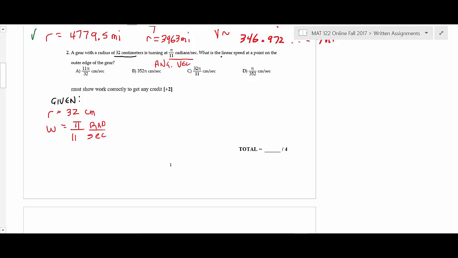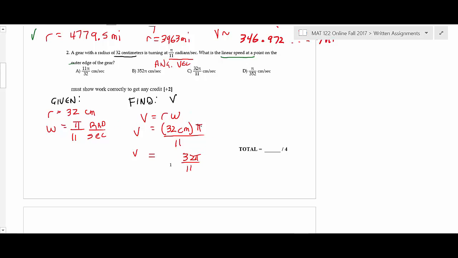And then the next thing is you're trying to find the linear speed at a point on the outer edge of the gear. So what we have to do is find the linear velocity, so we're going to find v. Really all we have to do is use the formula just like the last problem, r omega. The radius is in centimeters. Notice that our answers have centimeters in them. So we're going to go 32 centimeters, and then multiply by the angular velocity, which is pi over 11. All the answers have pi in them, so when you crunch that out, you're going to get 32 pi over 11.